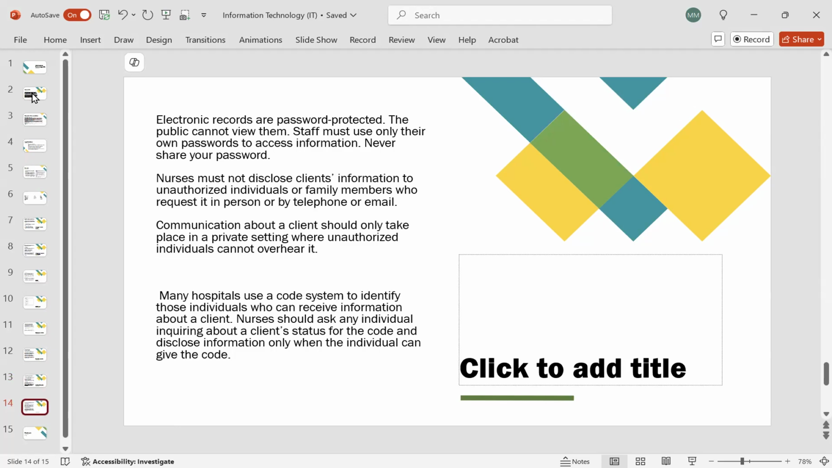This is just a little blurb about electronic medical records. And we kind of covered this already, but password protected. Don't share your password. Don't leave the screen up. Log out when you walk away. And never talk about anything in an open area with regard to patients' information, right?